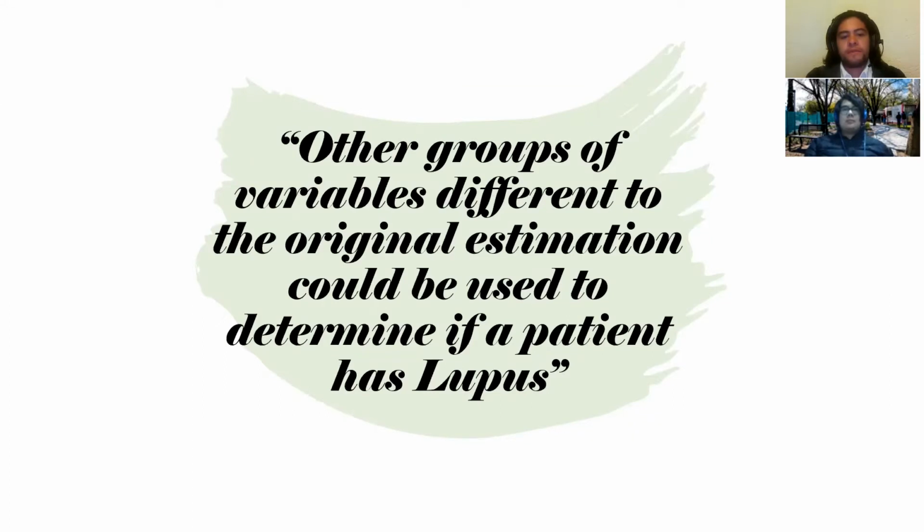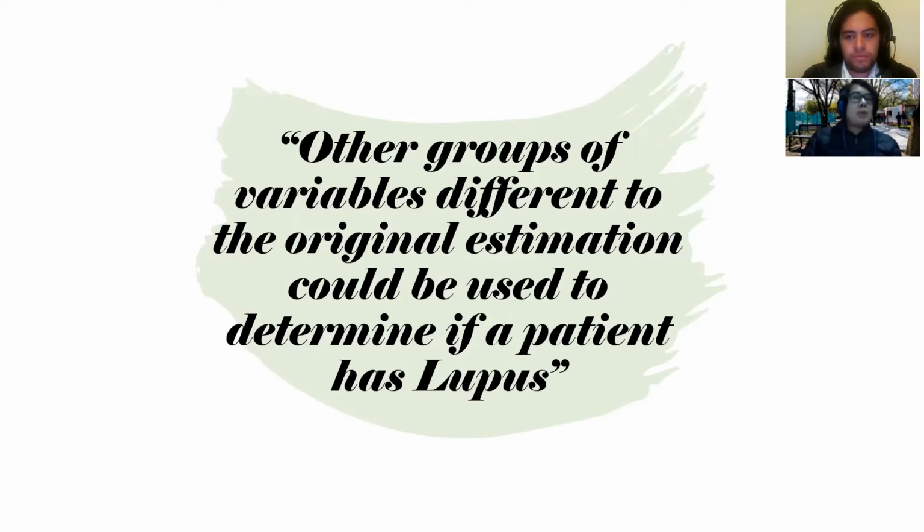Other groups of variables different from the original estimation could be used to determine if a patient has lupus. Here we want to prove that even though ACR criteria are used to determine if a patient has lupus, using the other 6 groups we can know if a patient has lupus or is able to have lupus. It's important to remember that our groups in the data sheet are divided by colors, as you can see in the previous part.